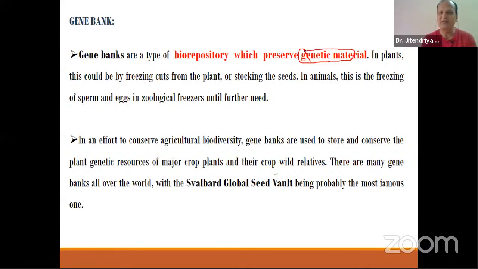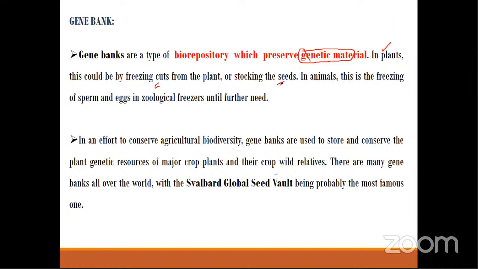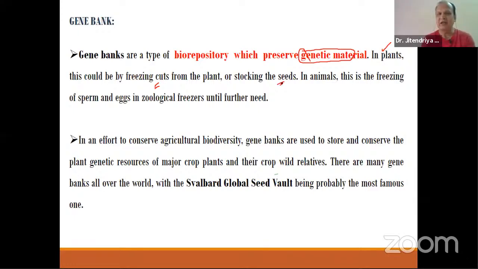Okay, what might be the different genetic material? Let us say in case of plants, there might be certain freezing codes. Some of the seeds can also be preserved. Or if you want, freezing sperm can also be preserved, or certain eggs wherever required. Mostly in the zoological freezers, these were preferable in case of a gene bank.